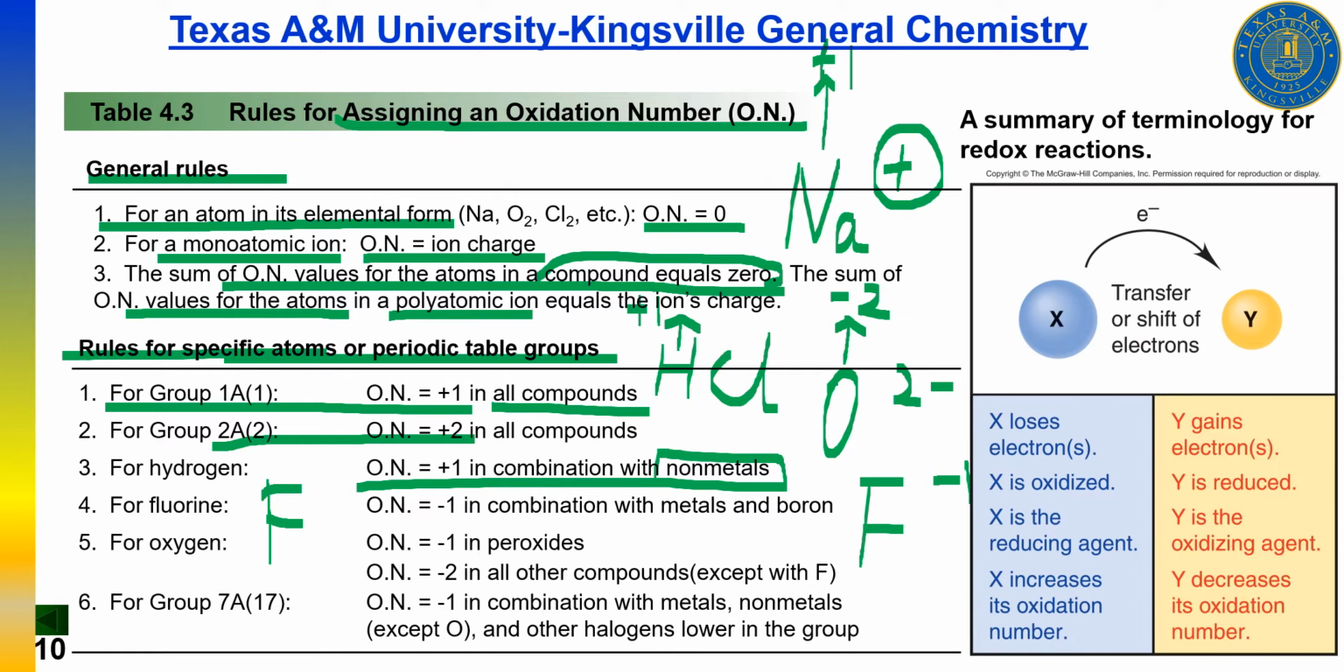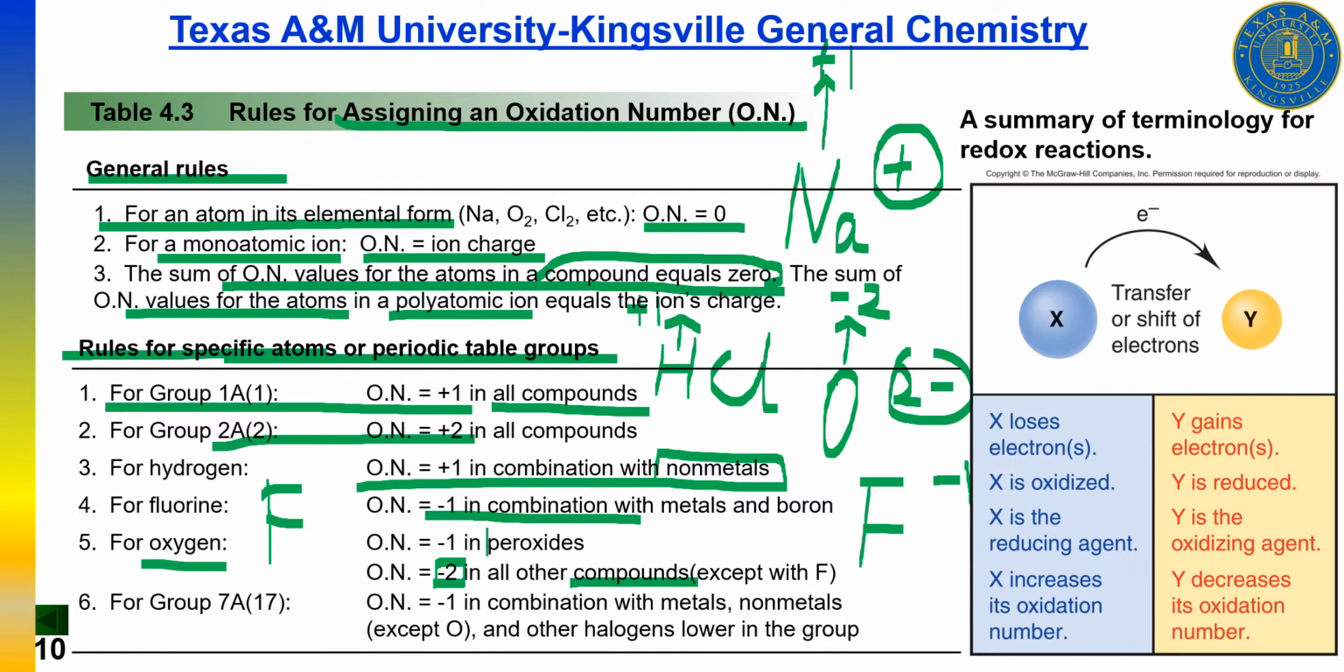Oxidation number for fluoride is -1 when bonded with metals or non-metals. For oxygen, you have two cases. If you have an oxide, or the oxide in other compounds, normally the oxygen has -2.